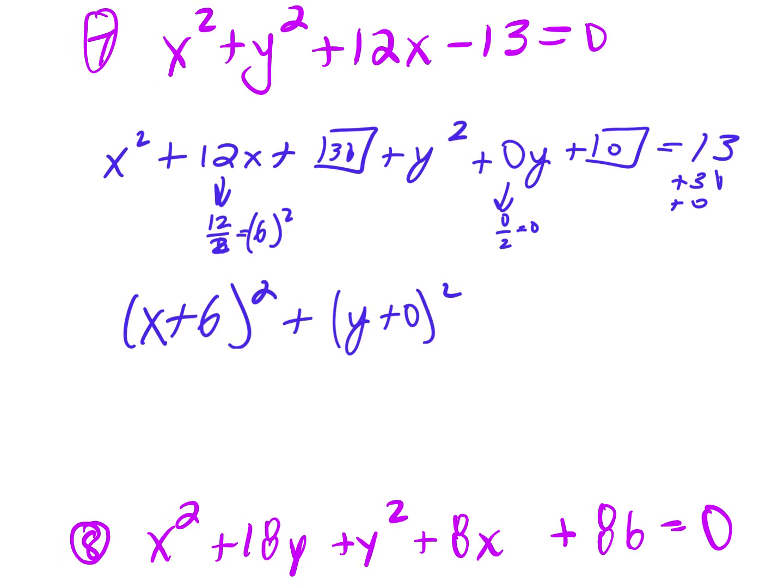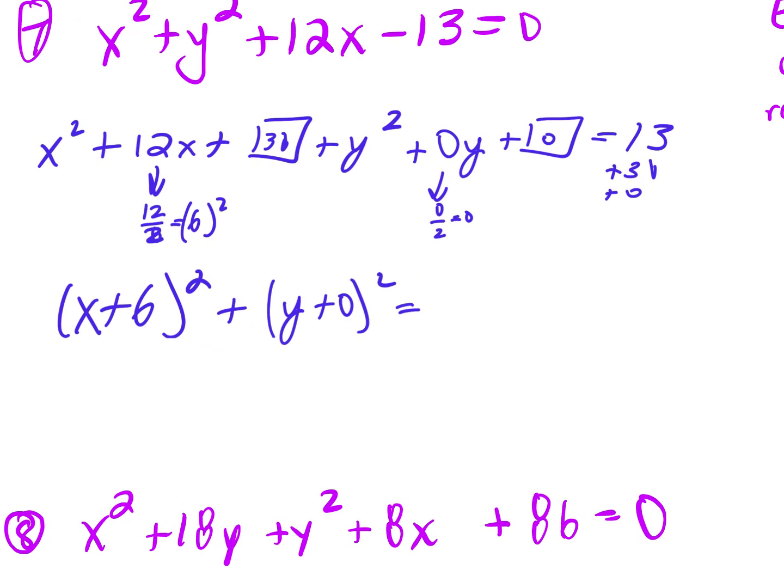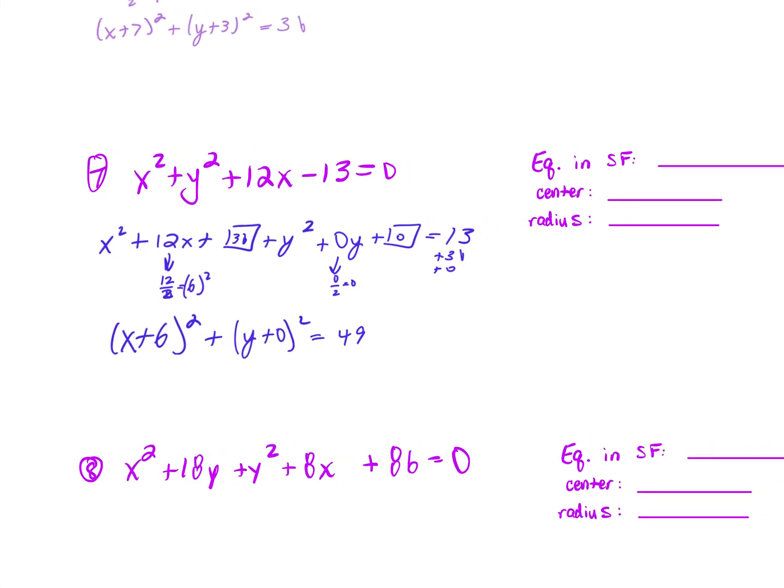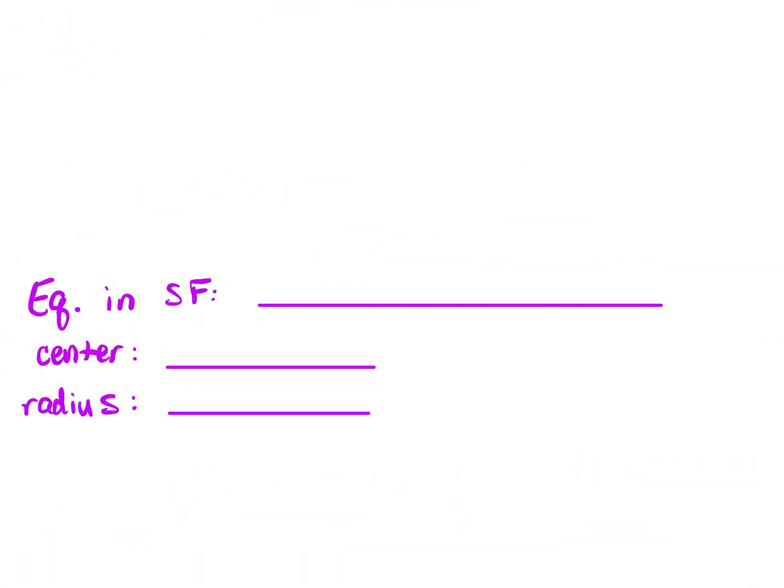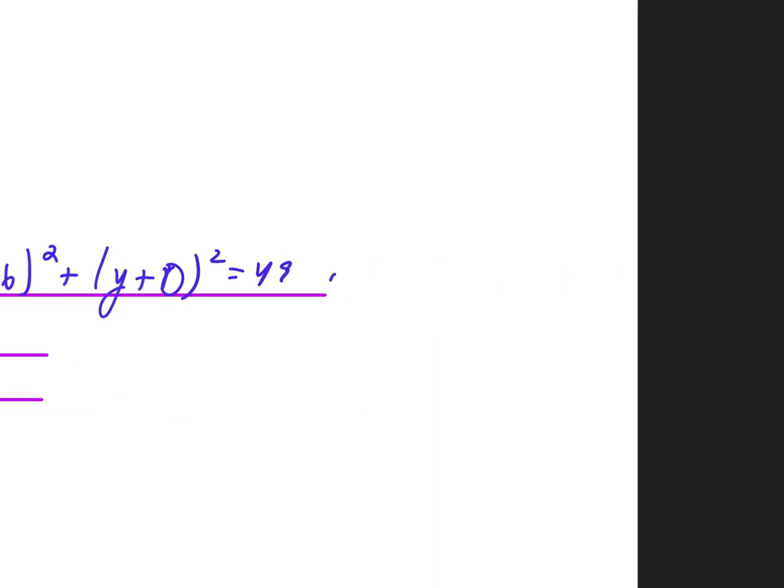If there's no b term with your x squared or your y squared, it's just 0. You can write it like that if you want to. Okay, so then equals, what's 13 plus 36? 49. So here's your equation in standard form. You can write it one of two ways. You could write it x plus 6 squared plus y plus, that's a 0, squared equals 49. Or you could write x plus 6 squared plus y squared equals 49. This is the way you guys would see it. Like if they gave you something like this and said, tell me the center and the radius, that's the way you would see it. You wouldn't see it with the plus or minus 0. But if you want to write like that, it's fine.